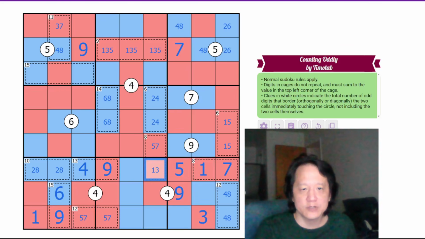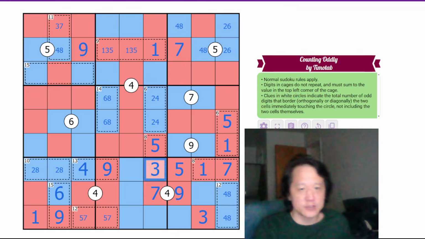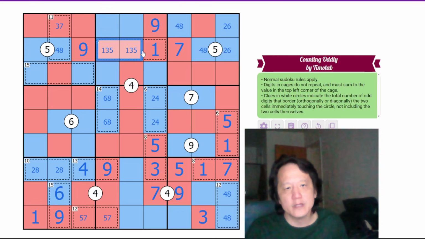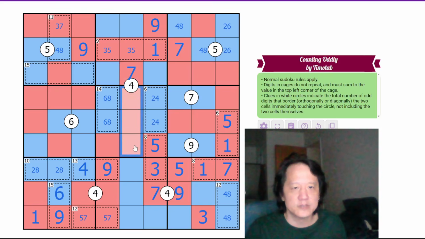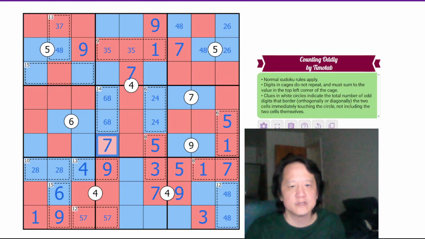1 eliminates 1 here, so this is 3 and 5. 5 eliminates 5 here, so it's 1 and 5 there. Where 3 and 5 eliminate 3 and 5 in the rest of the column, so that's 1. This can't be 1, 3, 5, or 9, so that's 7, which makes this 9 there. No, 1 eliminates 1 here, so this must be 1 through 5. That leaves this as a 7 there.